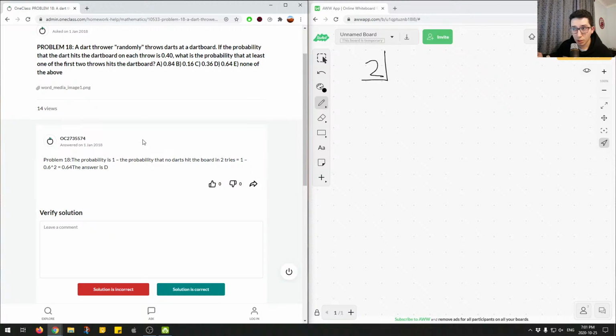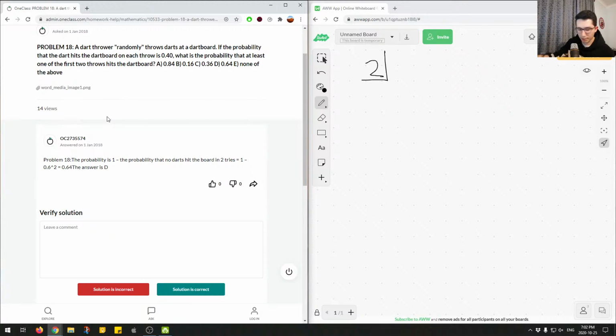In a scenario where none of the darts hit the board, subtracted from 1 is essentially what defines the question. If you take 1, which is equivalent to 100%, minus the probability of no darts hitting the dartboard, we end up with the probability of at least one of the first 2 throws hitting the dartboard.